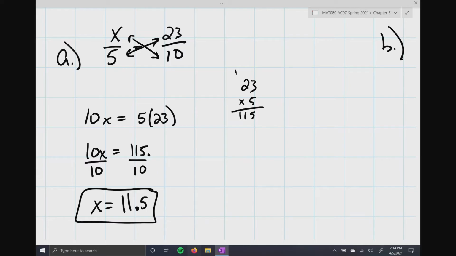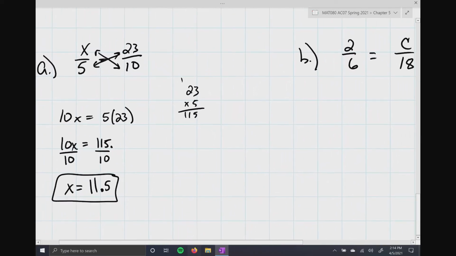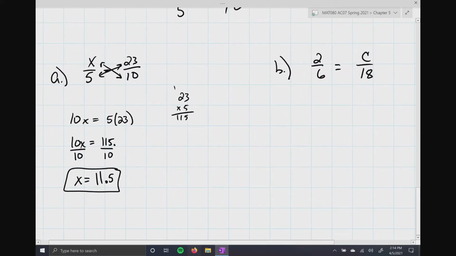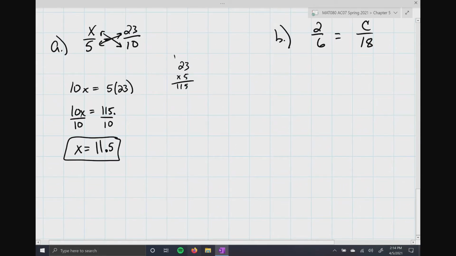Now the second problem, I'm going to do something first. Anybody see what I'm going to do before I cross multiply? Does anybody see it? Who got an answer for part B? I got 6. You got 6? Now, did you just cross multiply right off the start, Alex? Yeah. All right, here's what I'm going to do.